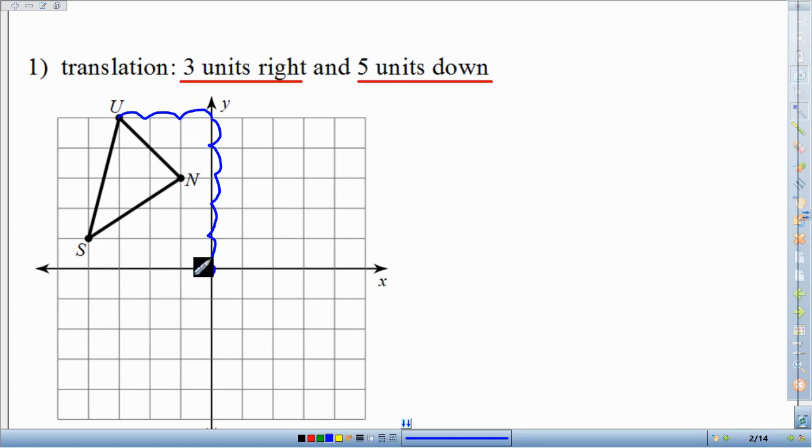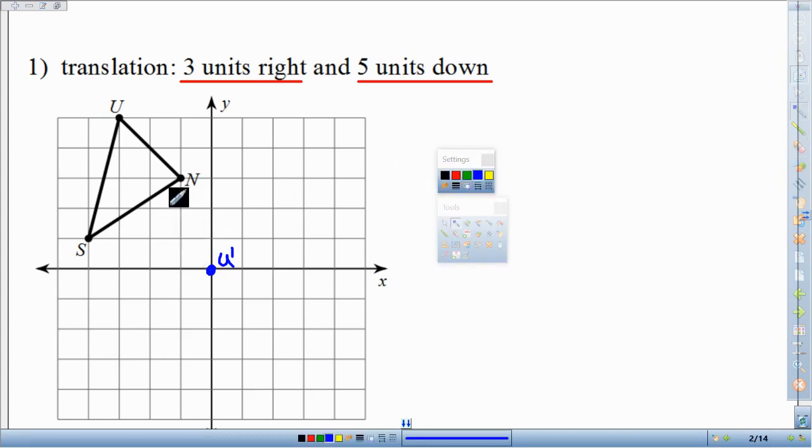When you get new points after a translation, this is how we're going to name them. I'm going to name this one U, but I'm going to put this little symbol next to it that means prime, which just means it's the new U point. This whole 3 units right, 5 units down, we're doing this with all 3 of these points. I'm going to erase this because we don't need those little markers. That's just me showing you.